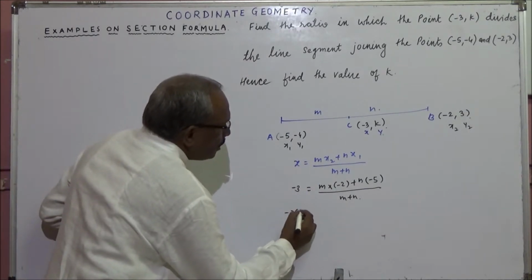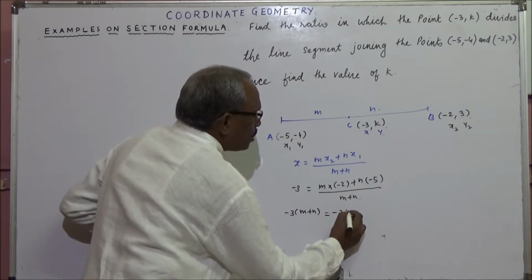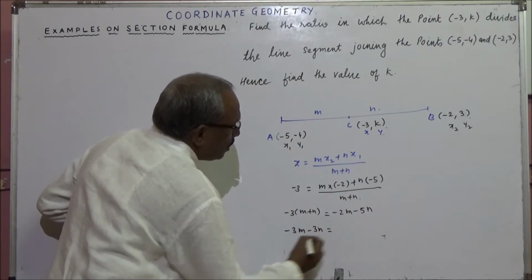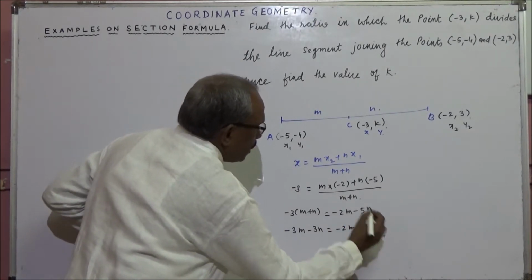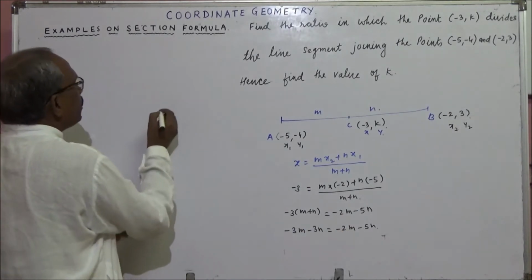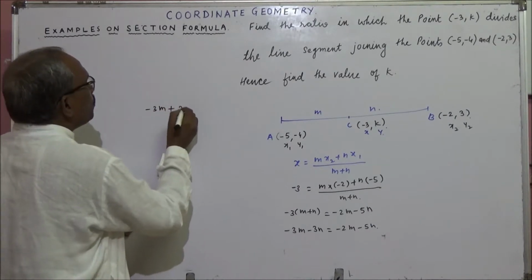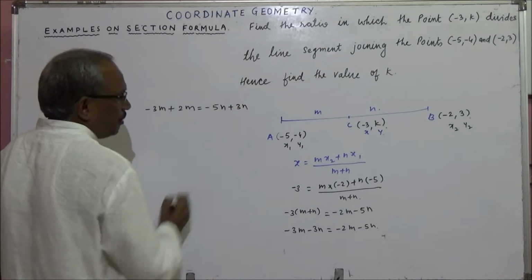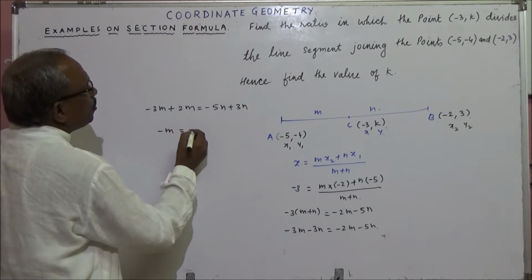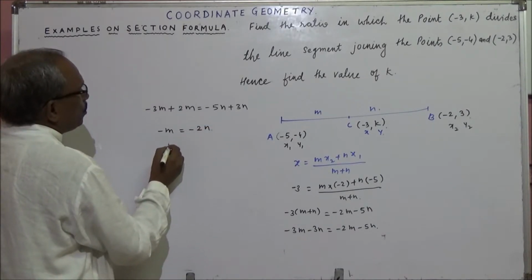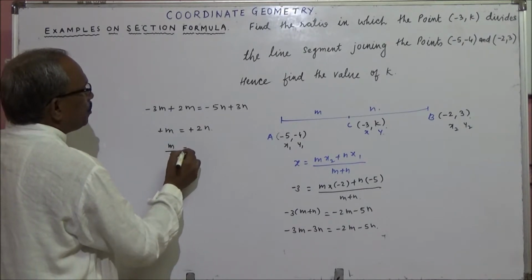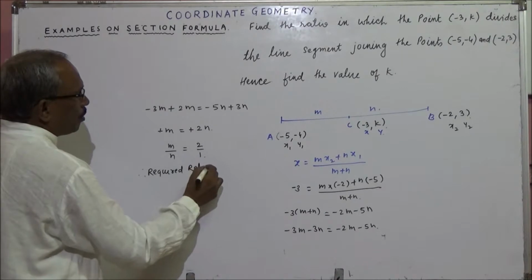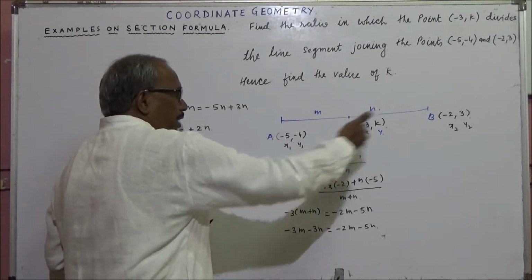So -3 in bracket m plus n is equal to -2m minus 5n. So it is -3m minus 3n is equal to -2m minus 5n. So take m on one side, -3m plus 2m is equal to -5n plus 3n. So it is -m is equal to -2n. So minus minus plus, m by n is equal to 2 upon 1. So therefore the required ratio is 2:1. That is, C divides AB in 2:1 ratio.